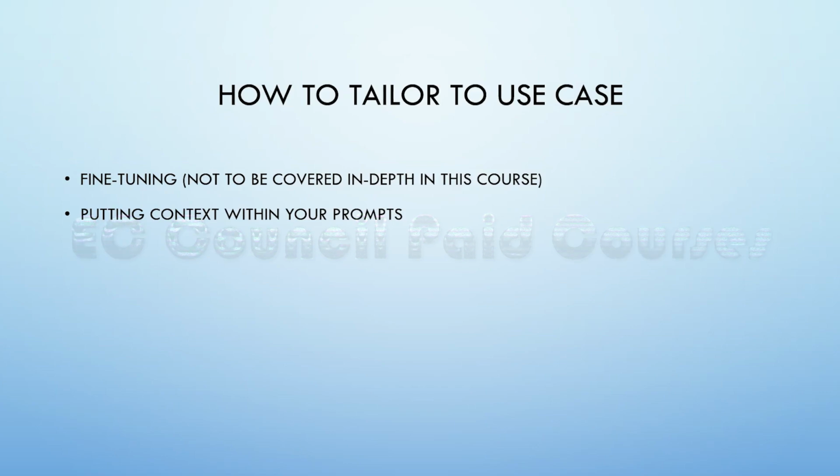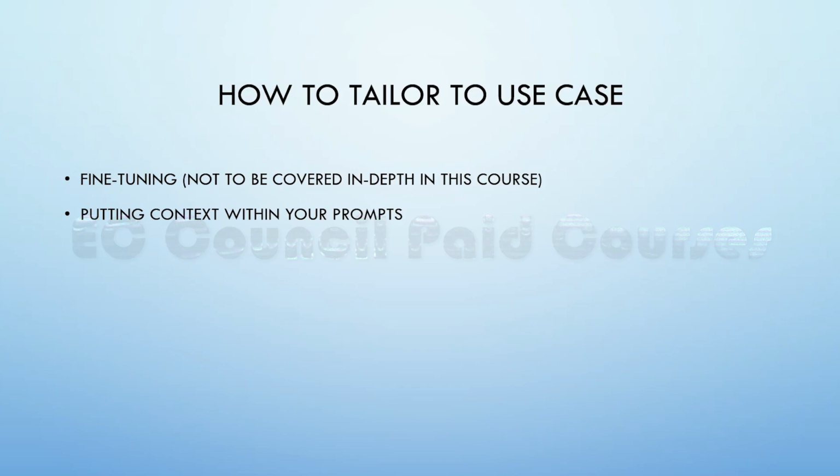And now let's look at how you can tailor your own use cases. There are two main ways. Firstly, you can fine tune. We're not going to be talking about this in depth in the course, but fine tuning is basically all about being able to customize your model based on your own data. So you can train your model, for example Gemini, and fine tune it to respond to the data that you've provided it.